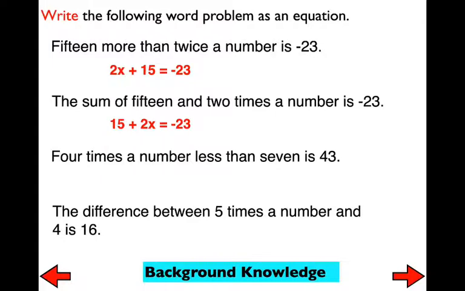The next one: 4 times a number less than 7. Less than is kind of like more than. In English, that means you're really reversing the order there. So this should come here and this should go there. And then also less than means to subtract. So that should be 7 minus 4x equals 43.